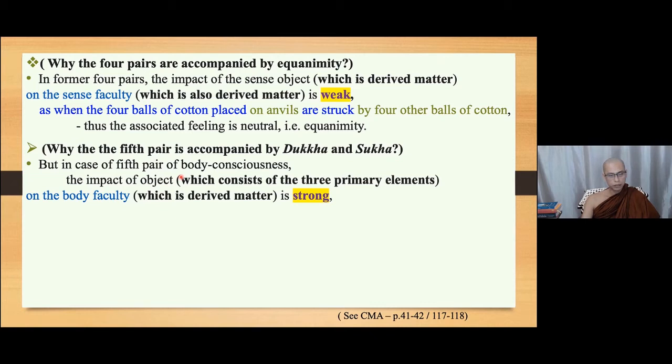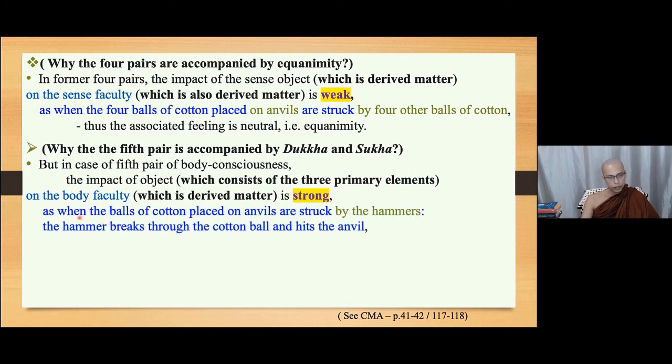That is why it is not very soft. Then the body faculty is touched by that group of materiality consisting of the 3 primary elements. Although the body faculty is derived matter, the touching is strong, the impact is strong. It is compared to now, when the ball of cotton placed on the anvil is struck by the hammer. Here, the primary element is the hard item, not very soft. That is why being struck is no longer like being struck by the cotton ball, but similar to being struck by the hammer. The item being hit is the soft one, the cotton ball, but the blow does not stop only on the cotton ball, it continues to the anvil.